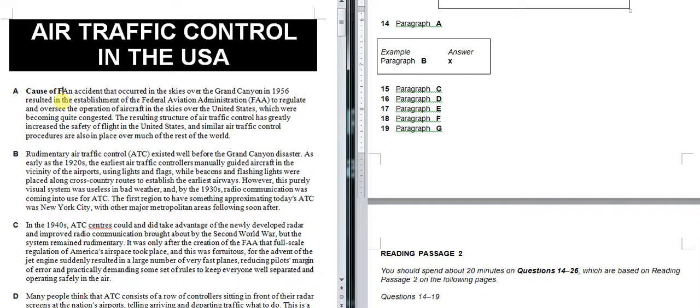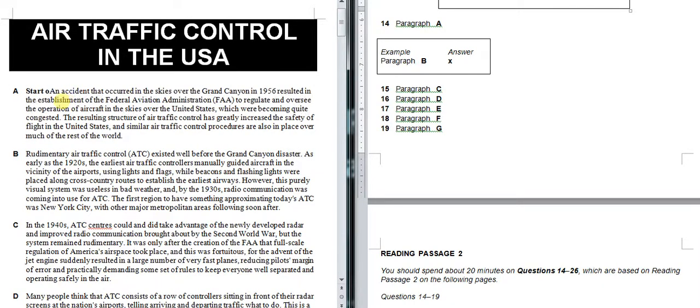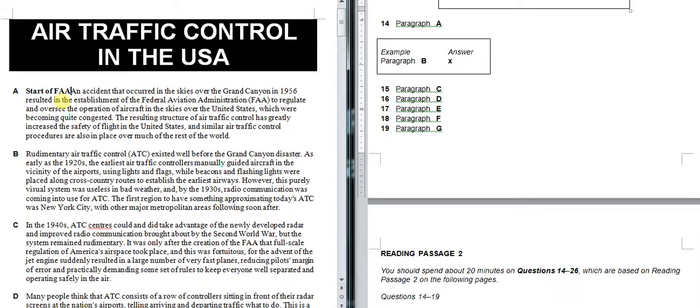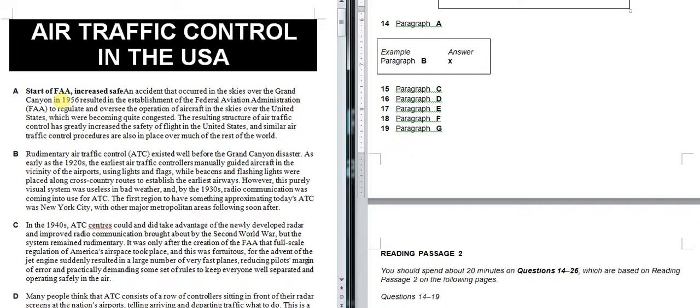Start of FAA. Increased safety. All right, moving on to B. Now the reason we do these all together is because you can see the flow from A into B, and that helps you to summarize the next paragraph. If we take a break each time to go and find the answer, it's not actually going to help us. We're going to lose the flow of the essay. So stay in the essay. We don't need to do B.